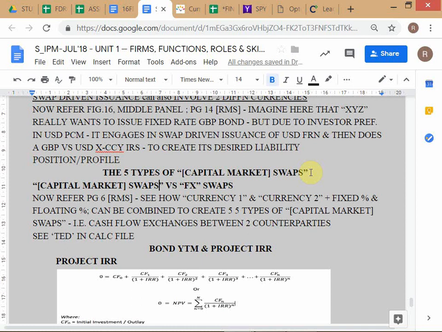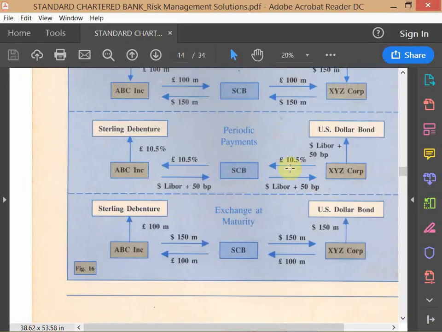That's why I'm calling them capital market swaps. You understand what I mean by capital market issue? Yes. This is the capital market issue. Can you see that? Raising capital. Is this a capital market issue? You're issuing debt, yes, in the capital market.